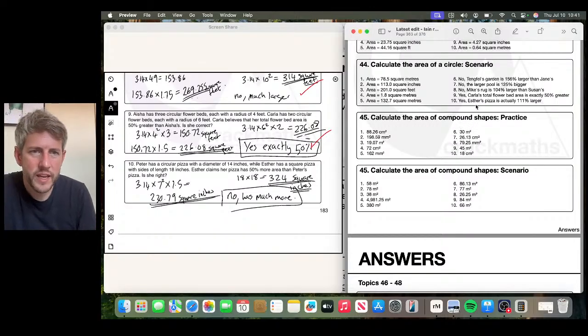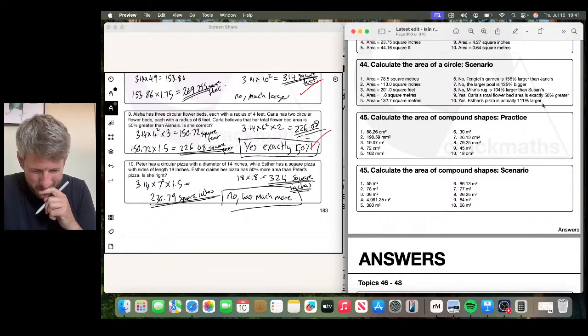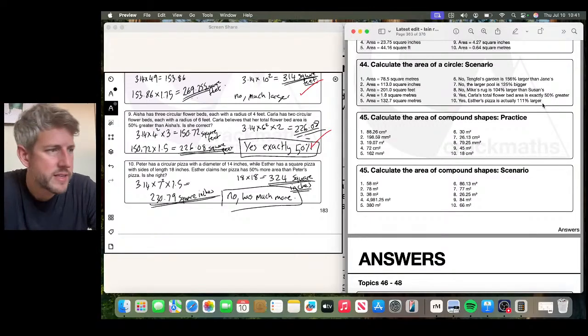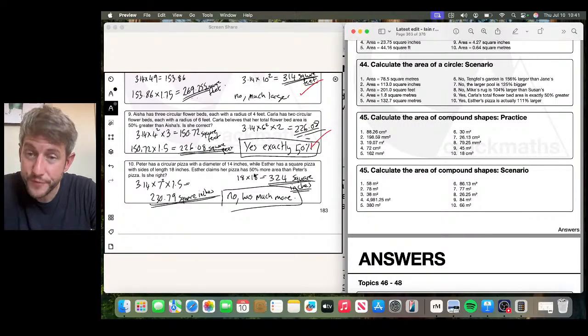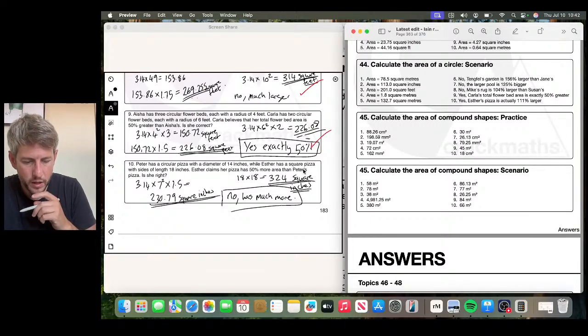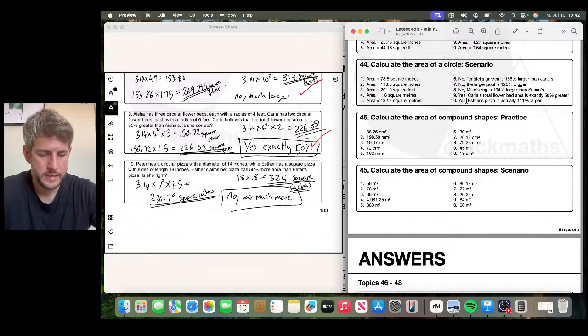No, well this doesn't tie in with the question. Esther claims her pizza has 50% more area than Peter's. Well, I've said here in the answer that yes, Esther's pizza is actually 111% larger. But no, because that doesn't tie in with what it says here, which says Esther claims her pizza has 50% more area. So if it said Esther claims her pizza has more than 50% more area, then that would be fine, but that isn't what has been said. So I need to do something about that. So I think I need to change the answer to say no.